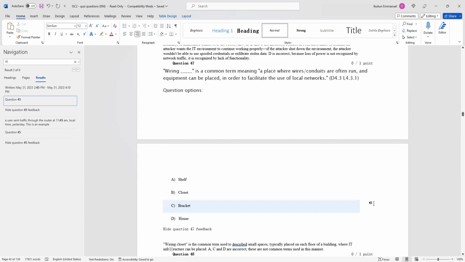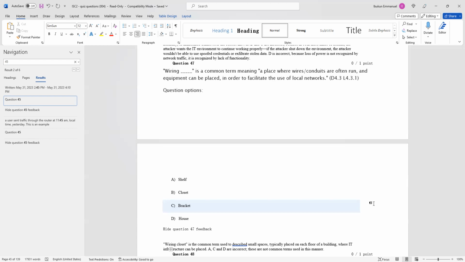What is a wiring closet? So wiring closet is a common term. What is a common term? Meaning a place where wires and conduits are often run and where equipment can be placed in order to facilitate the use of your local network or your LAN. That is a wiring closet. Wiring is placed in a closet.